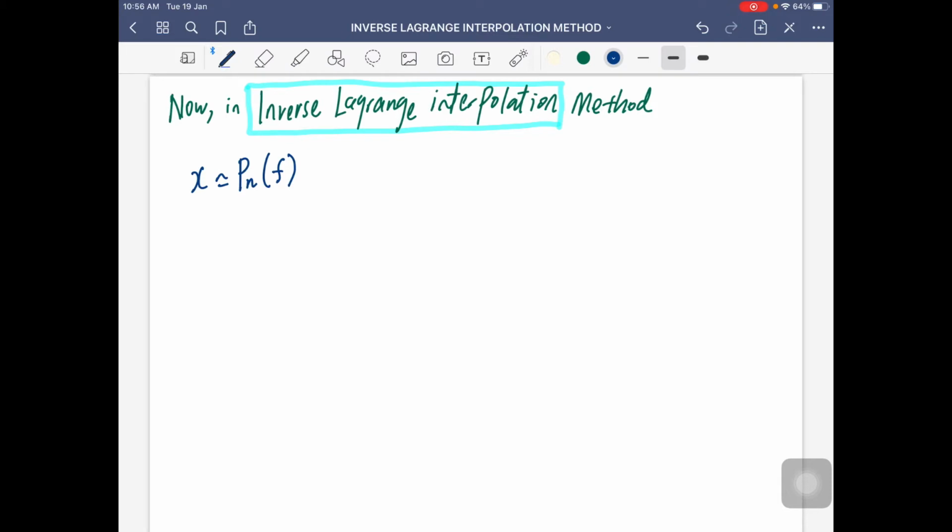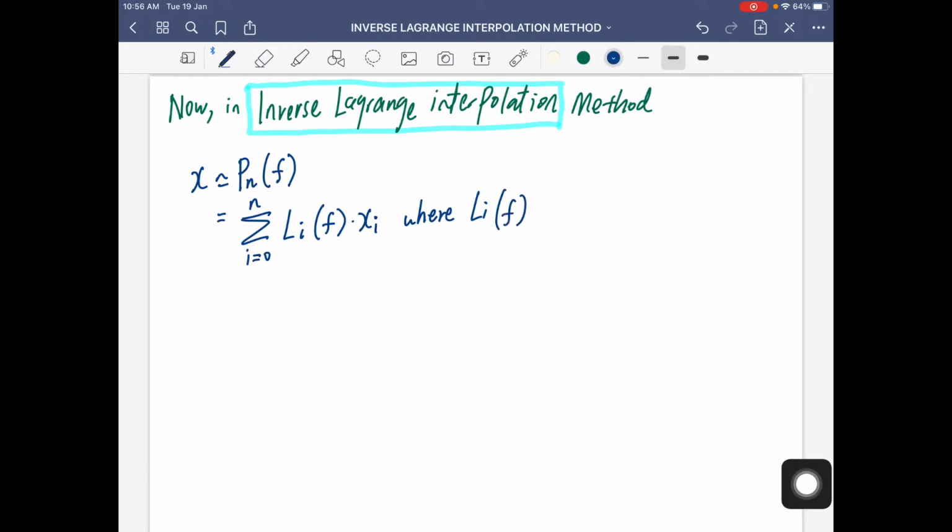So the formula is the same, a summation from i equal to 0 until n. But now for your Lagrange term, instead of plugging in x, you plug in your f here, because given f, the value of the function, you want to estimate what is your x. The other way around, a reverse process. And then you multiply with the known data from your table, x_i, where L_i(f), again this is the Lagrange term. Sorry, it's not L_i(x), it should be L_i(f).